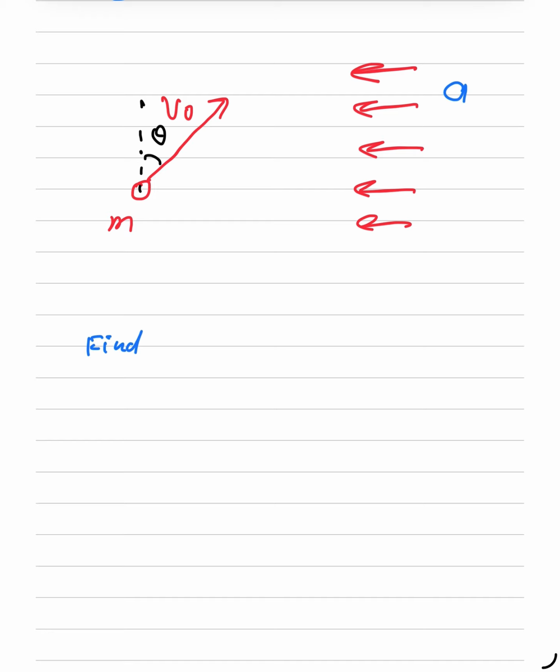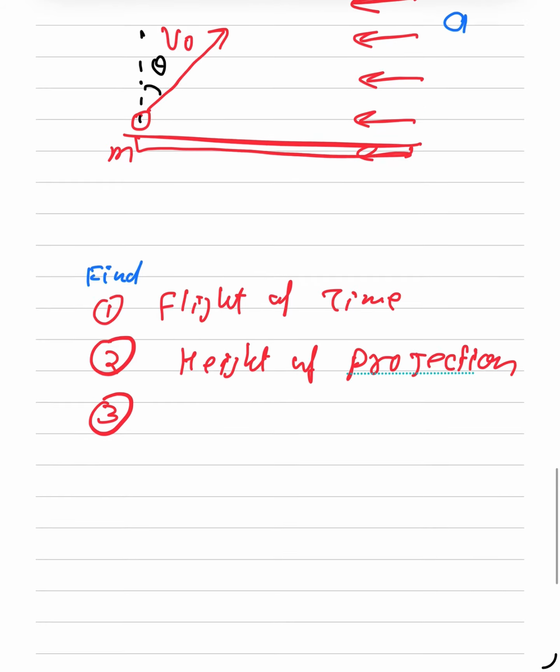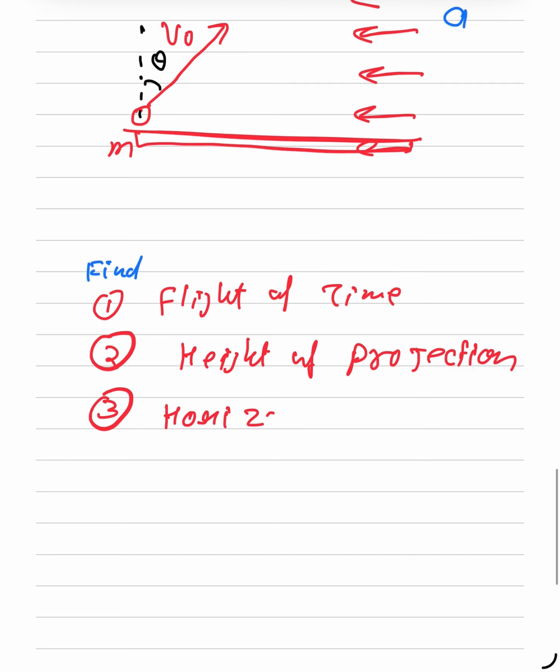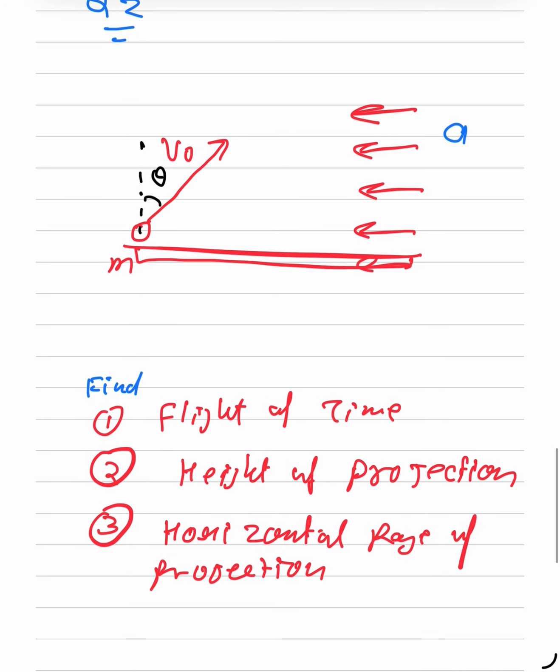Find, first, the flight time; second, the height of projection; and third, the horizontal range of projection. With a similar basic concept we can calculate this same problem: flight time, height of projection, and horizontal range of projection.